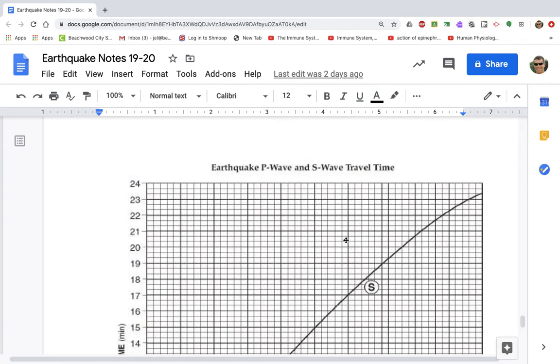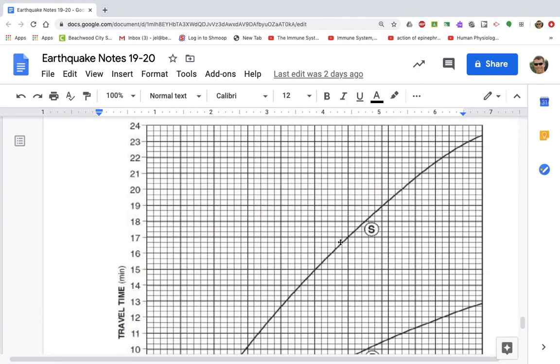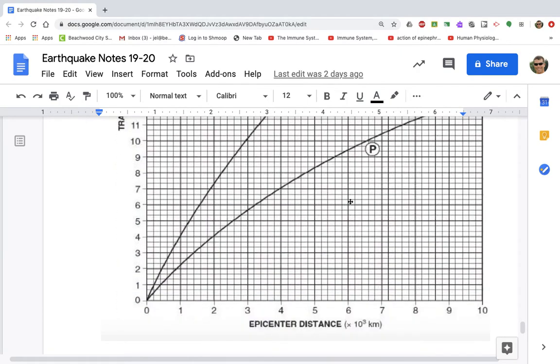And here's a nicer graph for you. Nice and big. All right, and there's your P wave line again. You're just going to be finding the distance and then going up and reading the y-intercept. Finding the distance, going up, in this case it's 7 minutes. So for 6,000 kilometers I go up, and that would be about 9 minutes and 20 seconds. Or 3,000 kilometers, go up, that would be about 5 minutes and 40 seconds.